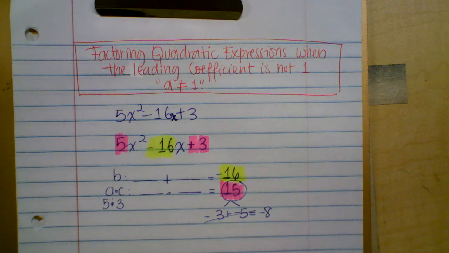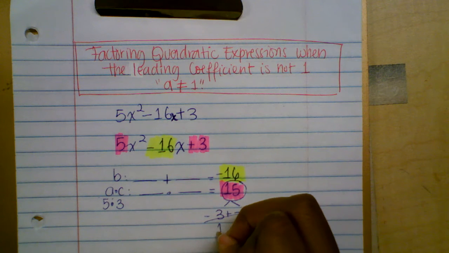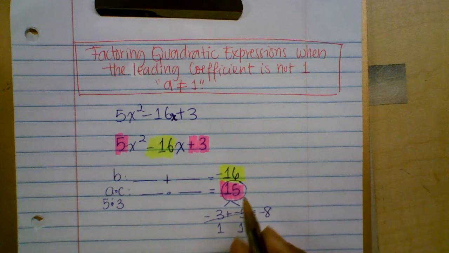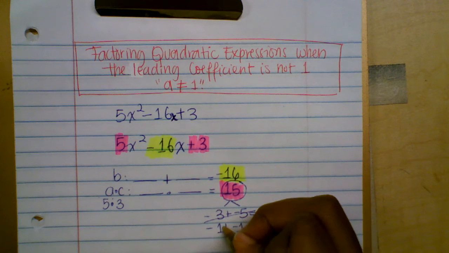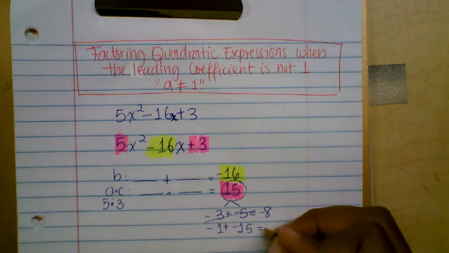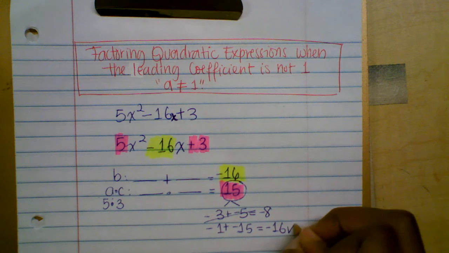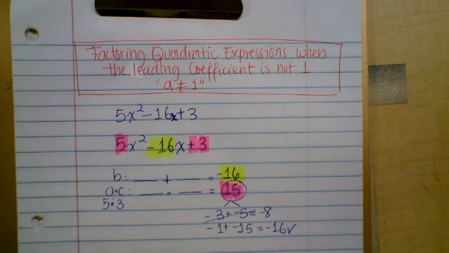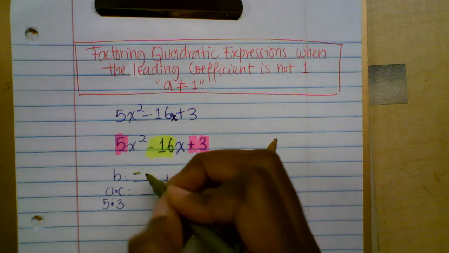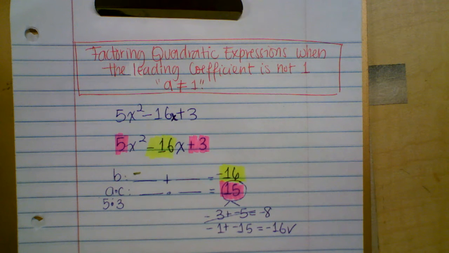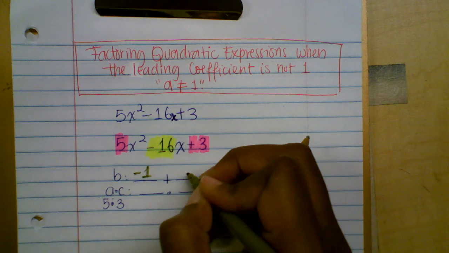So I'm thinking about 1 and 15. The sum needs to be negative, but the product is positive, so both numbers must be negative. Why? Negative times a negative is a positive. When I add them, I get negative 16, check. So it works. The two numbers that I need are negative 1 and negative 15.